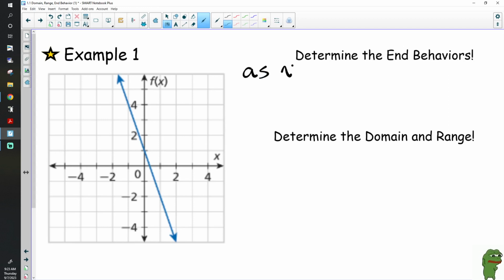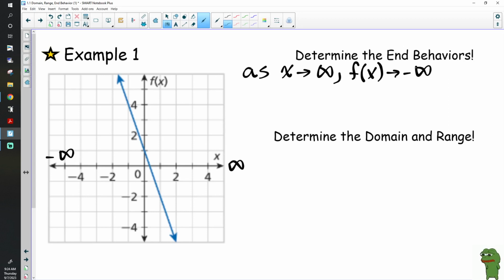As x approaches, do you want to do the positive first? Okay, so this is talking about which side? X approaches positive infinity. Where's positive infinity on that? That's this side, right? So this is describing the right side. So what's it doing on the right side? Going towards negative infinity. It doesn't matter if you describe the right side or the left side first. Just make sure you know which is which.